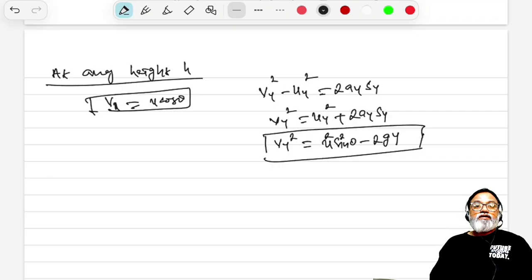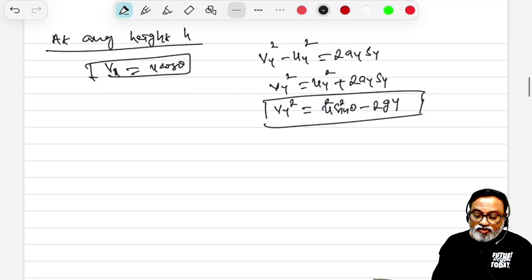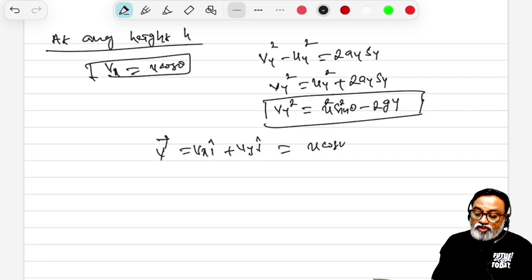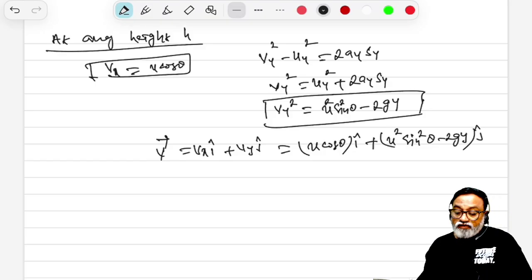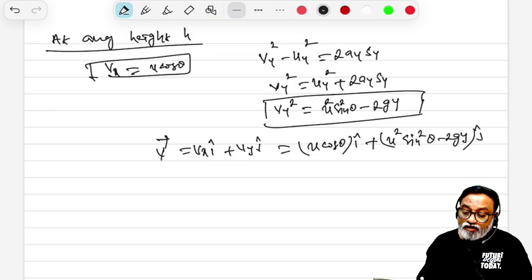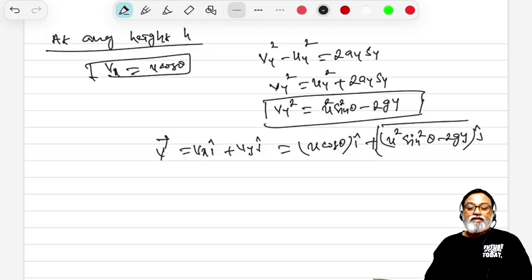And this one is Vx. But the velocity vector at height h, that is V bar, is equal to Vx i cap plus Vy j cap. Vx is equal to u cos theta i cap plus square root of (u square sine square theta minus 2Gy) j cap. This is Vy, which means it becomes a square root. This is the velocity vector.